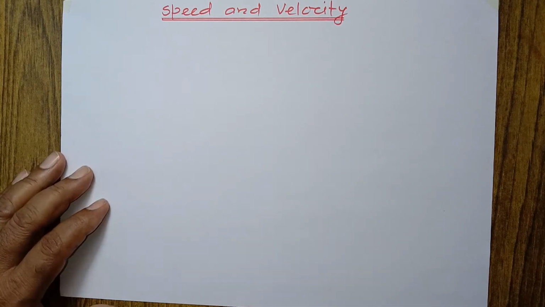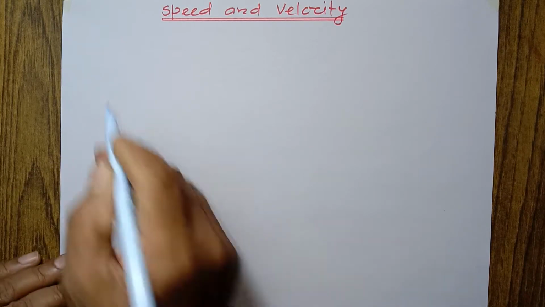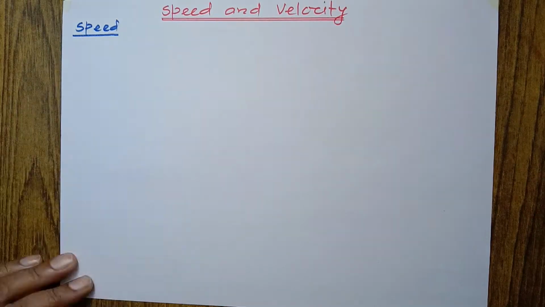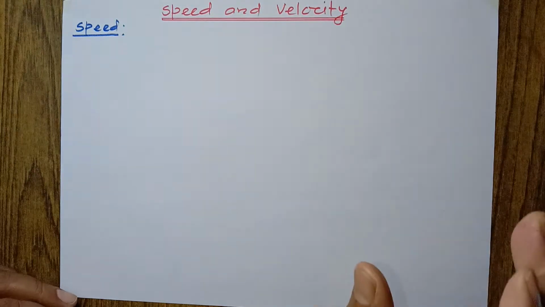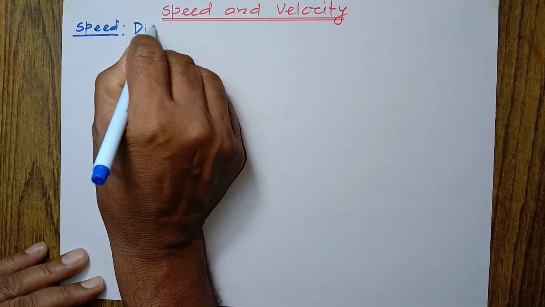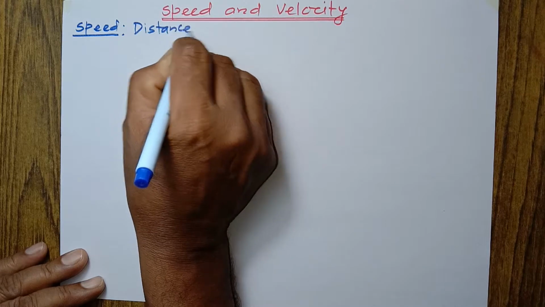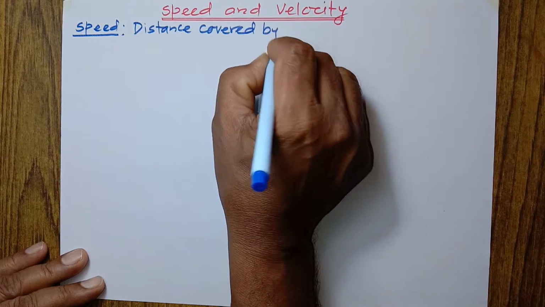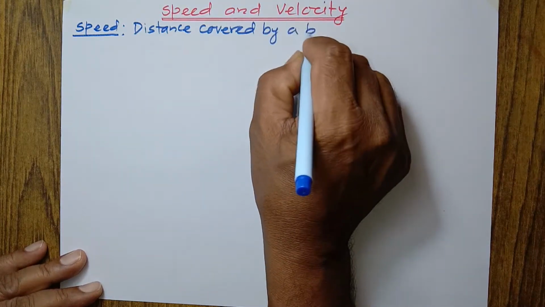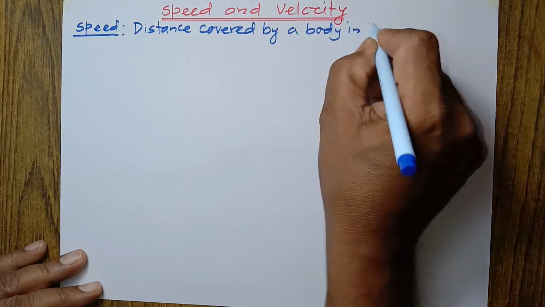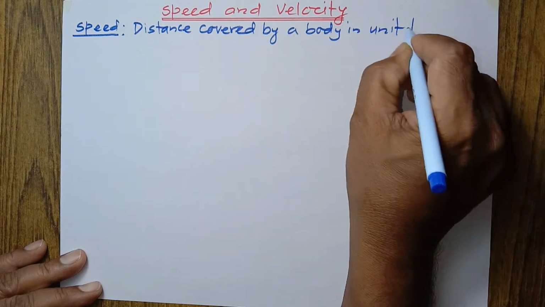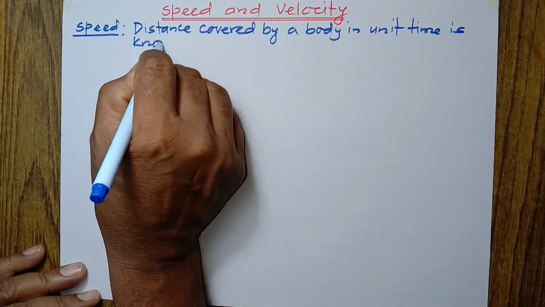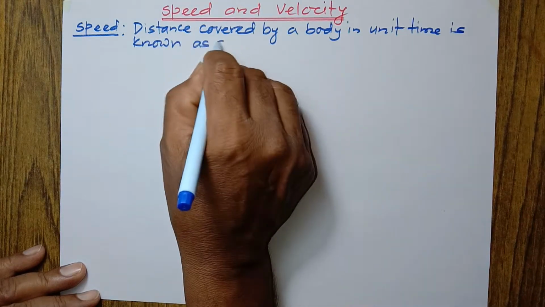Okay. What is speed? Let's talk first about speed. What is speed? Speed can be defined like this: distance covered by a body in unit time is known as speed.